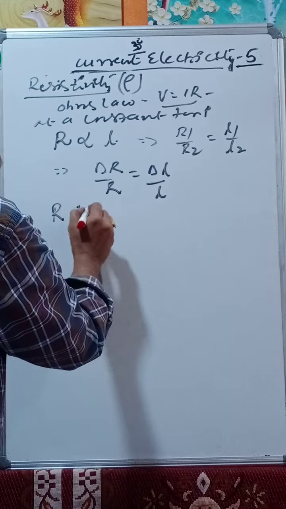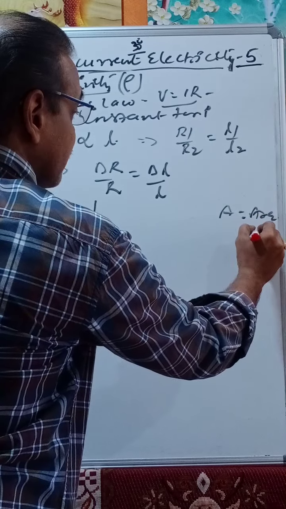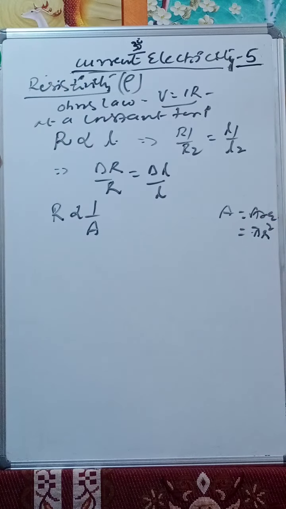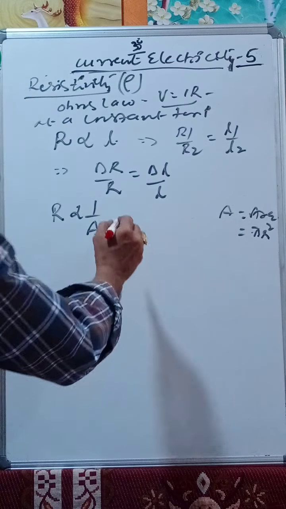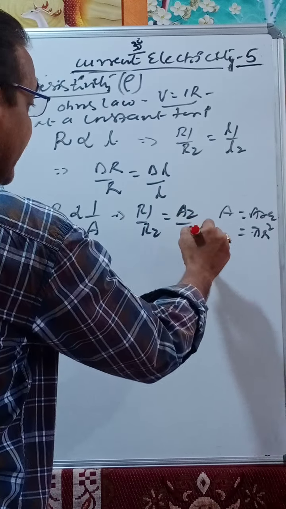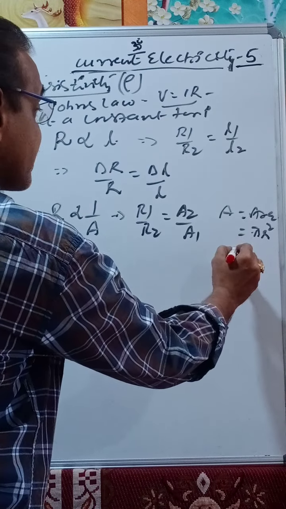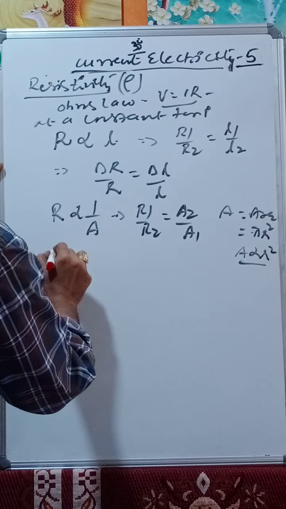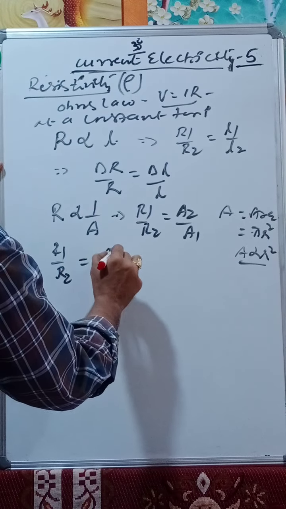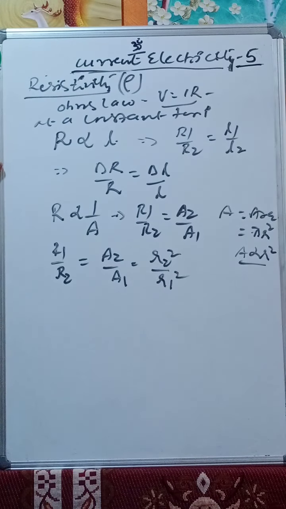And also R is proportional to 1 by area. Here A is the area of cross section, which, let us take, is pi r square. This implies R1 by R2 is equal to A2 by A1. Also, as A is proportional to r square, R1 by R2 is equal to A2 by A1, that is equal to r2 square by r1 square.